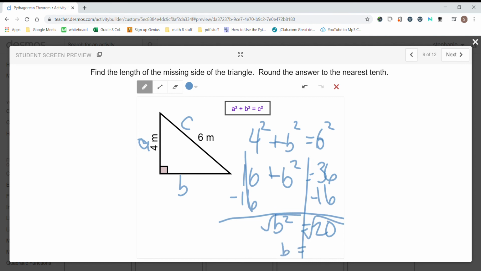B is equal to the square root of 20, which is 4.47. Again, we're rounding to the nearest tenth. So 4 is currently in my tenths place. I look next door to the 7. The 7 tells me to give it a shove. So my final answer is going to be 4.5 meters.